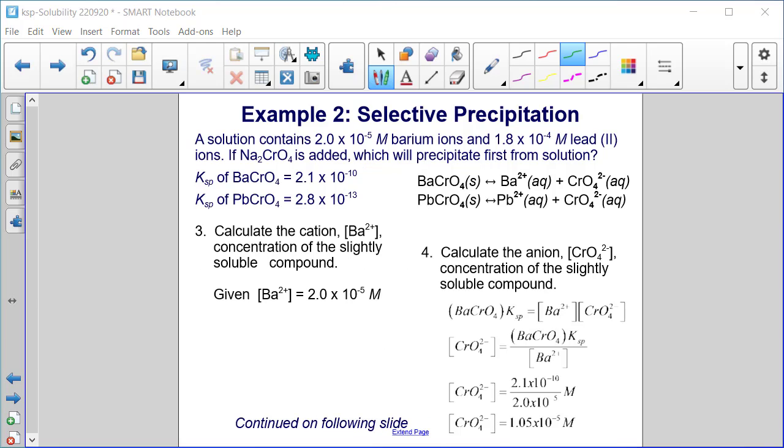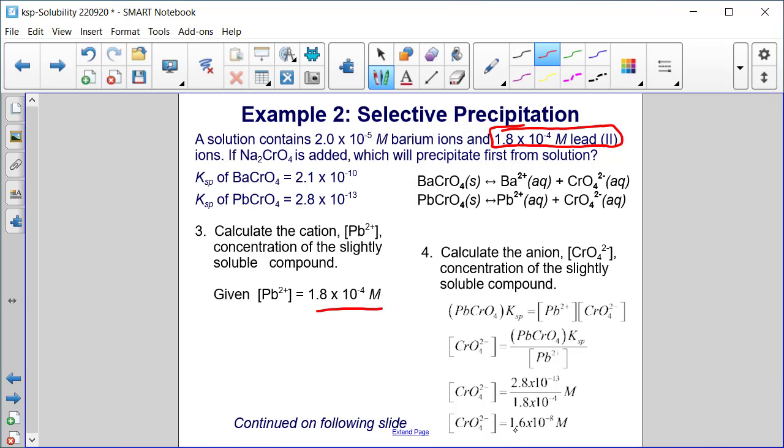All right, so we're going to do steps 3 and 4 twice, starting with the barium. So step 3 is calculate the cation concentration. So the barium ion concentration is given as 2.0 times 10 to the minus 5. And then step 4 is to calculate the anion concentration. We can do that using the Ksp expression to find that the chromate ion concentration is 1.05 times 10 to the minus 5 molar. So let's repeat this for the lead 2 plus and lead 2 chromate. So the lead ion concentration is given as 1.4 times 10 to the minus 4. And once we know that, we can find that the chromate ion concentration needed to precipitate is 1.6 times 10 to the minus 8 molar.